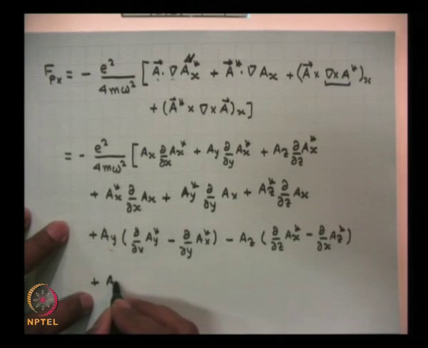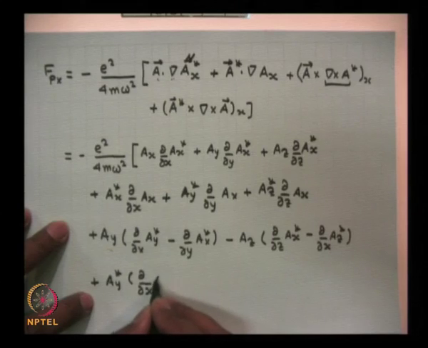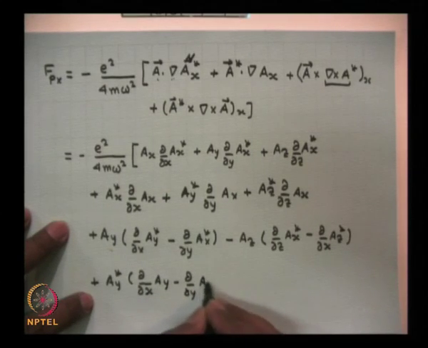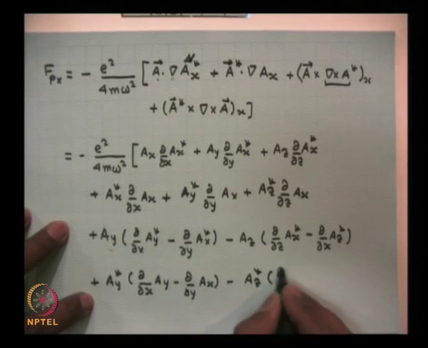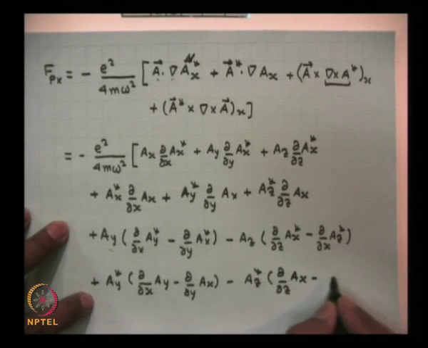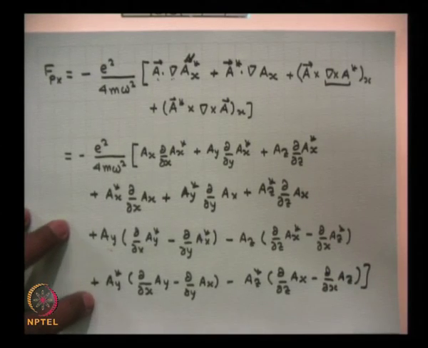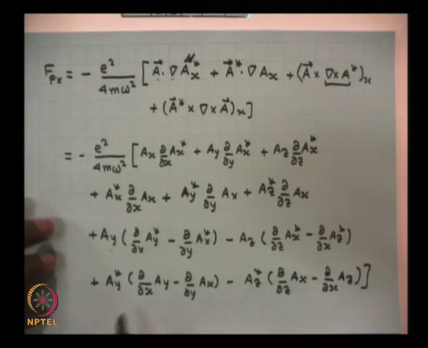So, this becomes Ay* (∂Ay/∂x minus ∂Ax/∂y) minus Az* (∂Ax/∂z minus ∂Az/∂x), like this. I am sorry, I have been very explicit, but this is useful.